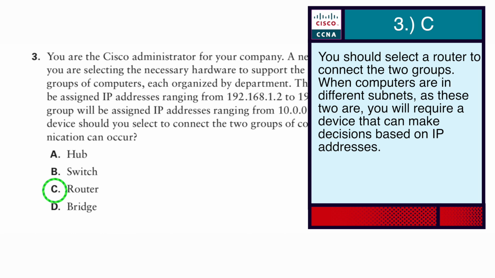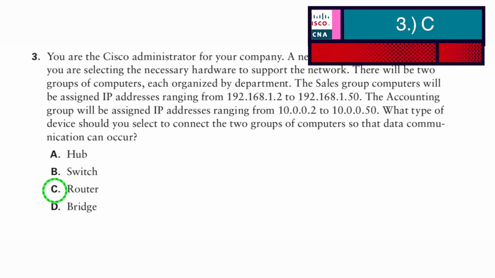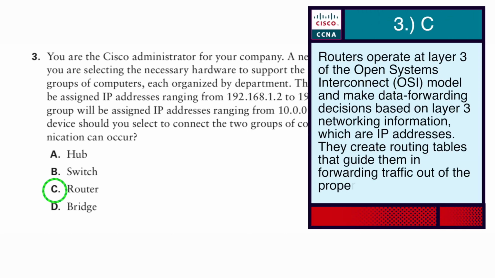When computers are in different subnets, as these 2 are, you will require a device that can make decisions based on IP addresses. Routers operate at Layer 3 of the Open Systems Interconnection (OSI) model and make data forwarding decisions based on Layer 3 networking information, which are IP addresses. They create routing tables that guide them in forwarding traffic out of the proper interface to the proper subnet.